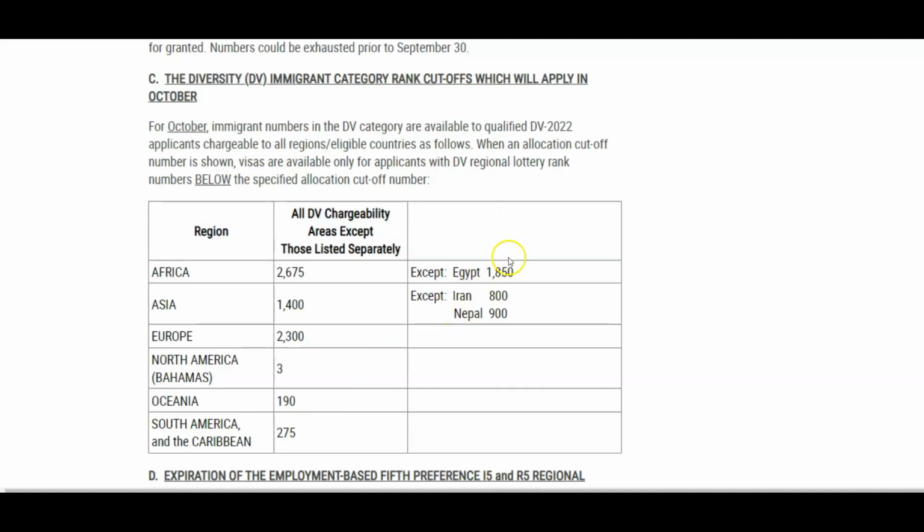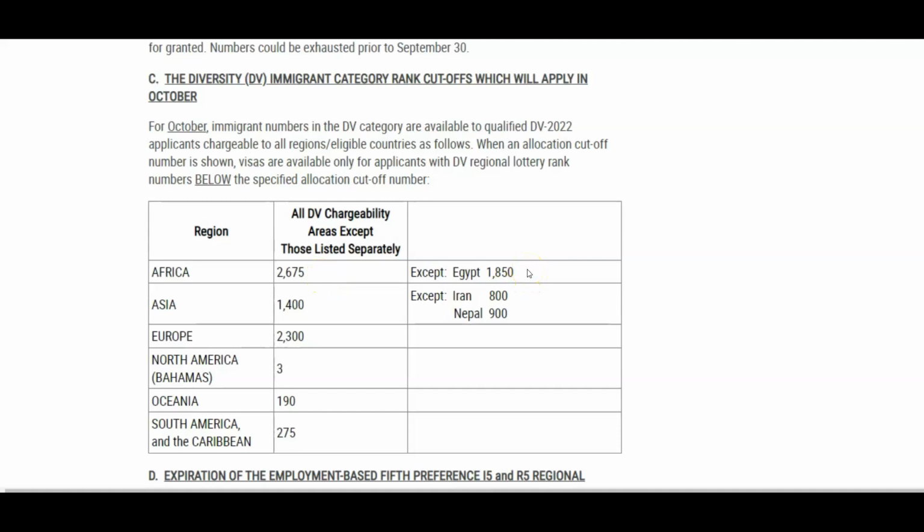Now, in this final column, we have exceptions. There are exceptions in two regions, as we can see. In the Africa region, we have one exception, which is Egypt, and then in the Asia region, there are two exceptions. The exceptions are countries in those regions that have their own cutoff numbers.